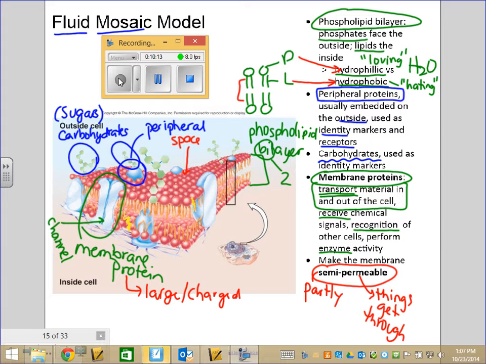So this is what the cell membrane looks like. These are the pieces that it has. And our goal is to talk about what this has to do with transport. And so what we'll do next is look at the other side of the page that has the beautiful flow chart about all of the types of transport that exist.